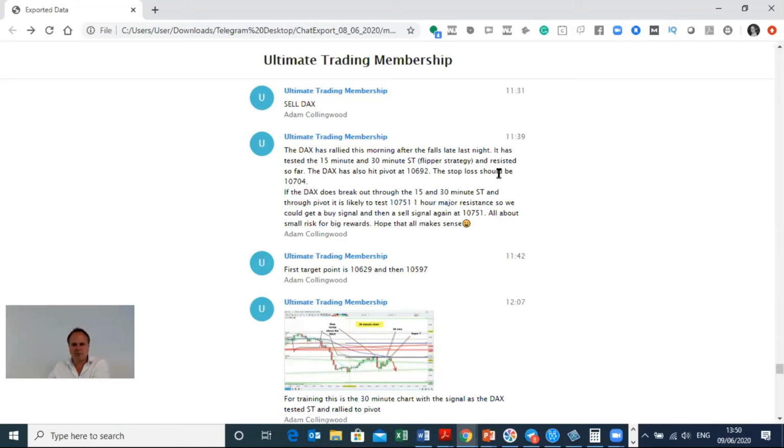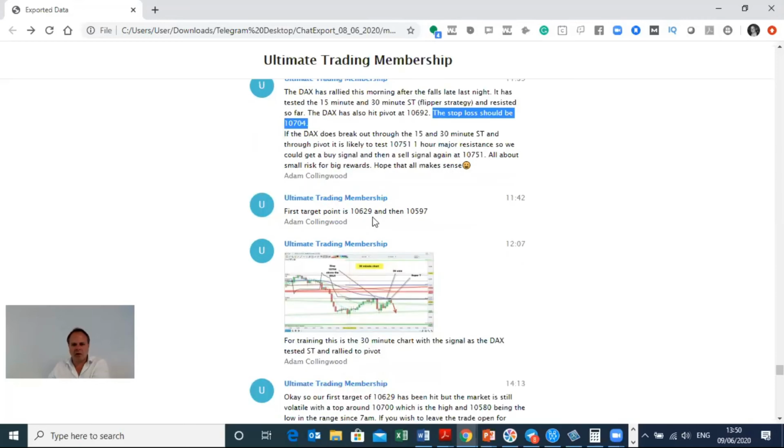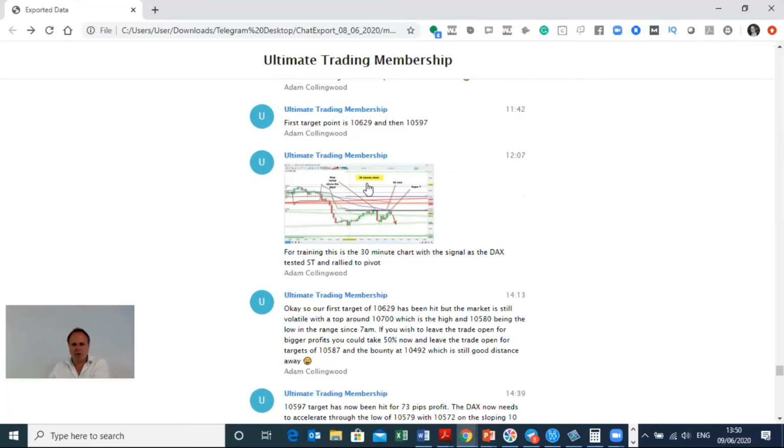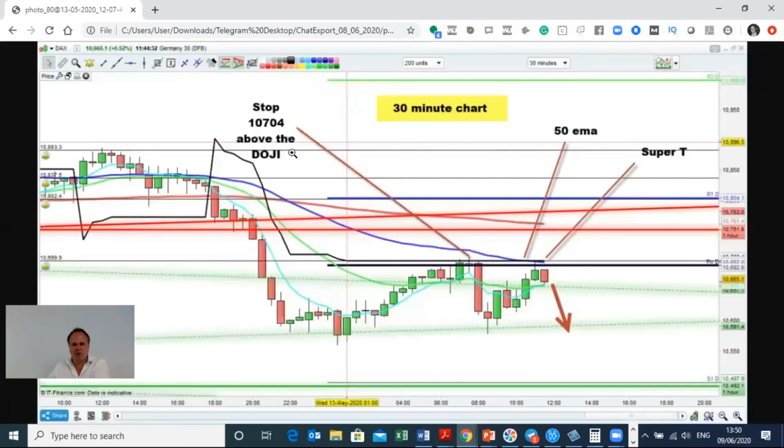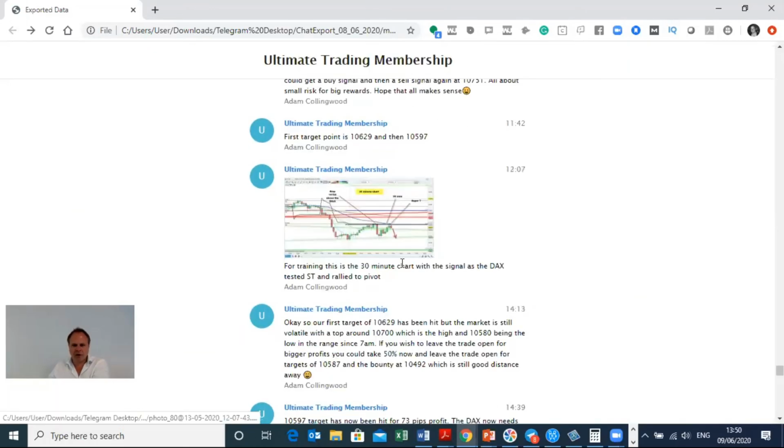Okay, so it's important to know where that stop loss should be. If DAX does break through the 15 and 30-minute pivot, it is likely to test 10,751. Okay, all about small risk, as I keep saying, for big reward. Hope that all makes sense. First target points are 10,629 and 10,597. And then of course I'm doing another chart there so you can see what's going on. There's a doji there as well, where the moving averages are. Okay, so all of that's very important, part of the training.